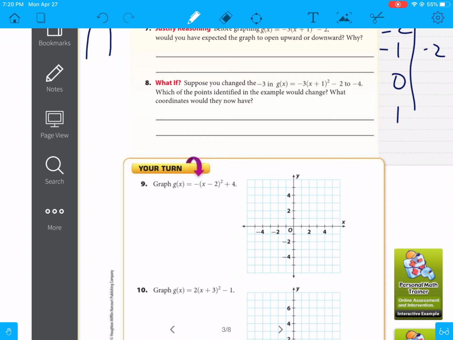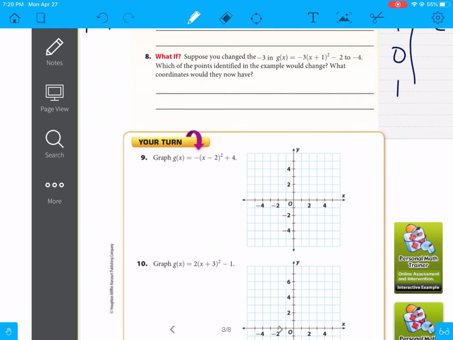All right, so we'll let you guys do some, and we can do number 9 together. So number 9. First thing you're going to do is find your vertex, which is going to be at 2, 4. So our vertex is right there. Now we have 2, 4. So we want to find, so we'll go 1, 3. I'll just do 3 of them just to go a little quicker.